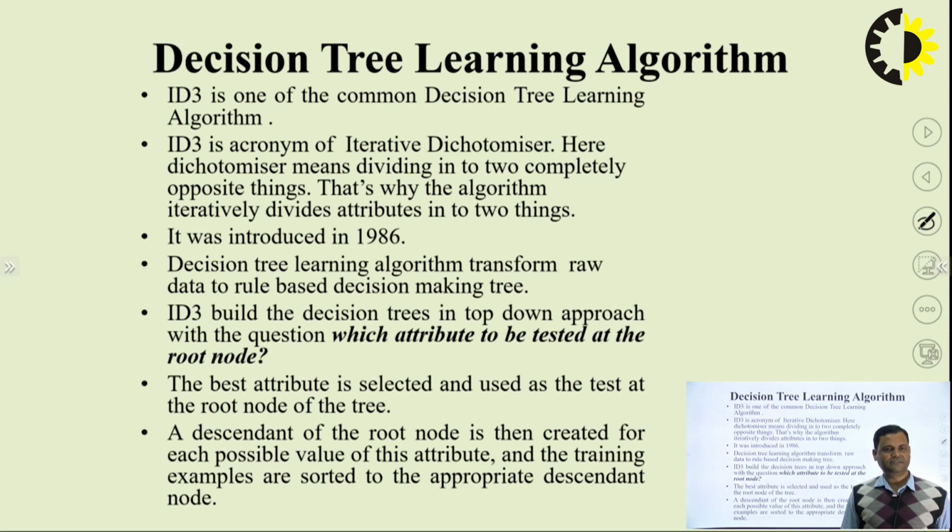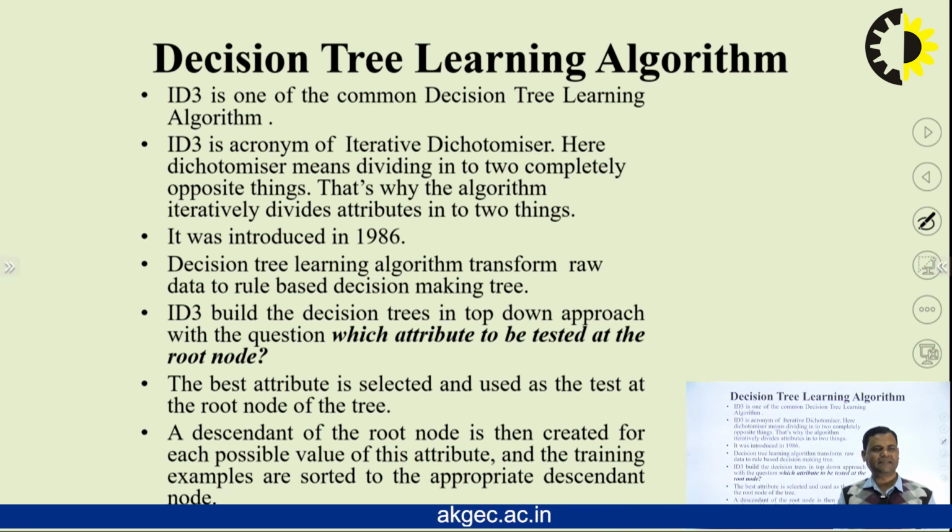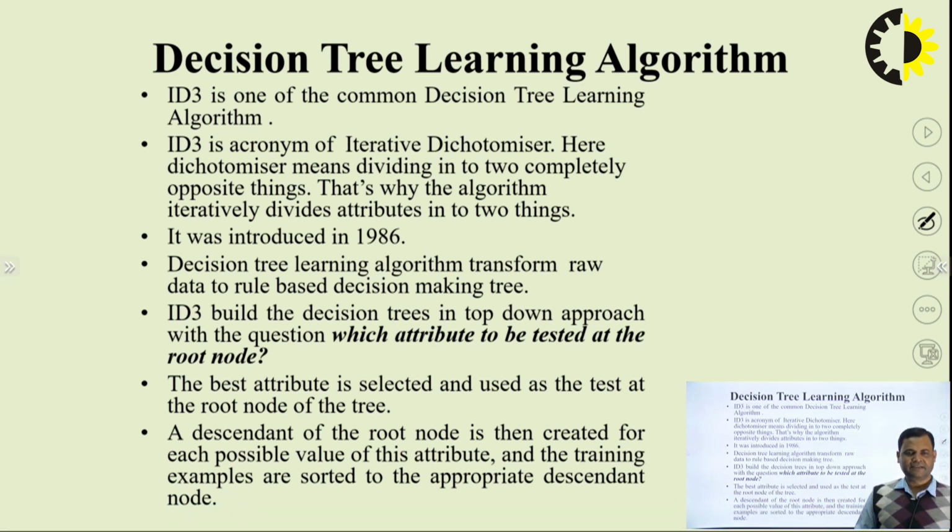The decision tree learning algorithm transforms raw data into a rule based decision making tree. In the decision tree learning algorithm, we split the nodes according to some decision rule, according to certain parameters. This is called rule based decision, and since the decision tree learning algorithm employs a rule based decision process, it is also called the rule based decision making tree. ID3 builds the decision tree in a top down approach.